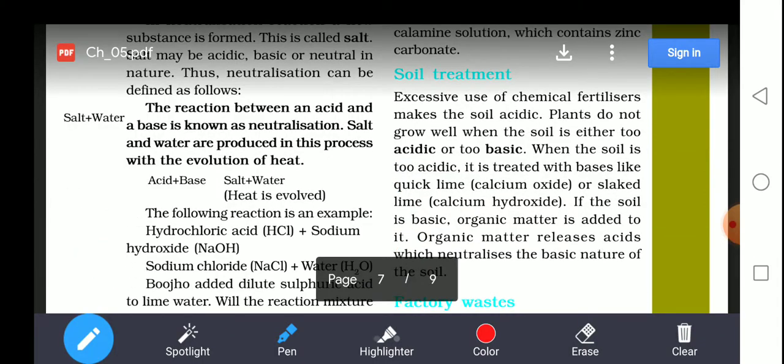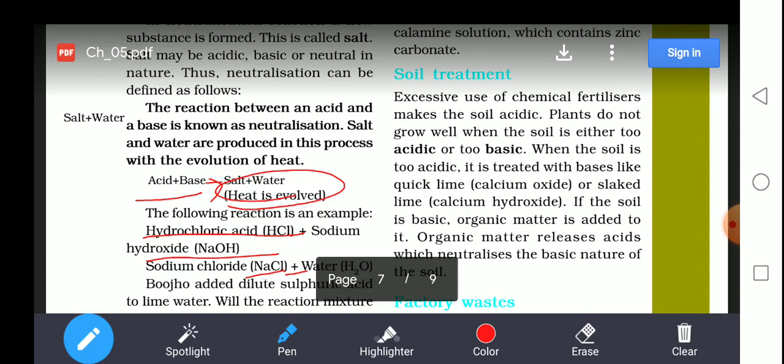So here acid and base react with each other and give us salt, and the end products are salt and water, and it also evolves heat. So the following reaction is an example: hydrochloric acid, HCl, plus sodium hydroxide, NaOH, gives sodium chloride, NaCl, plus water, and also simultaneously it will evolve heat. So these are the neutralization reactions from which we learn many things.